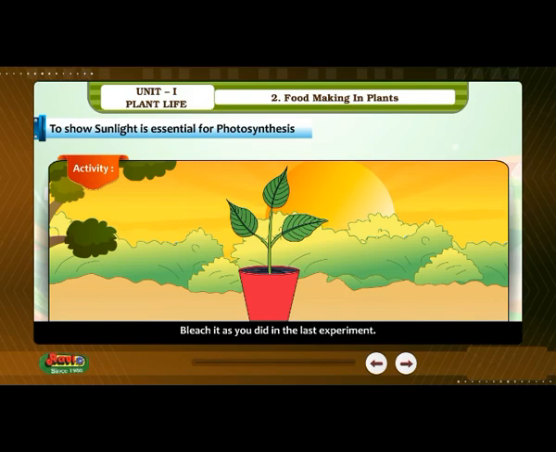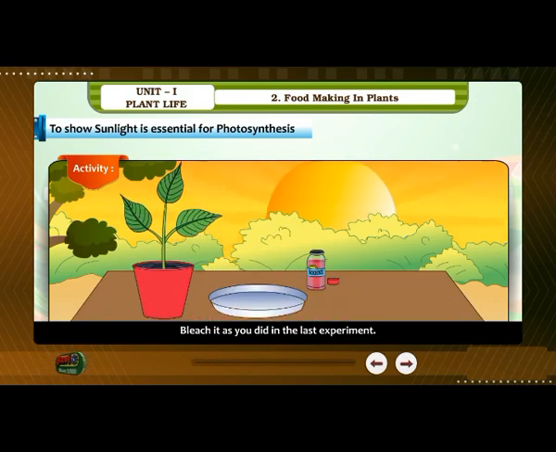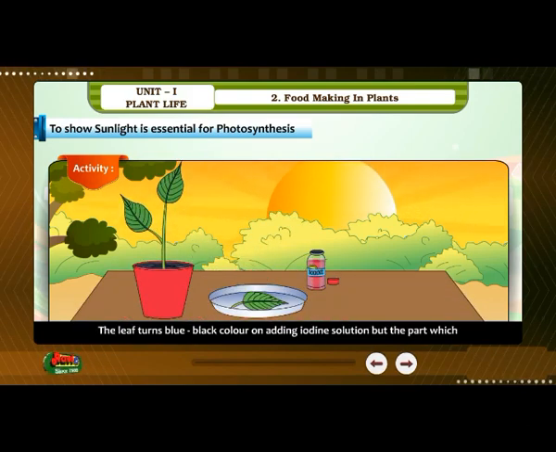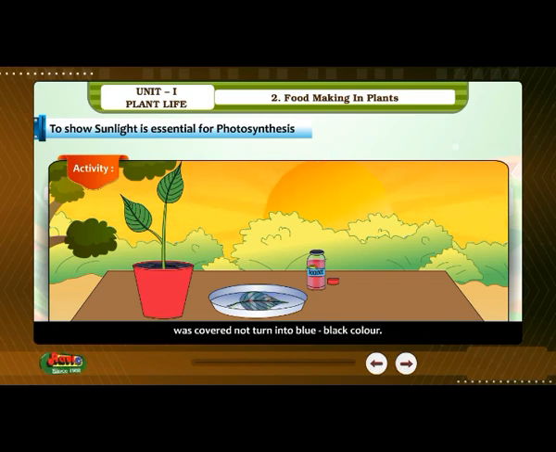Bleach it as you did in the last experiment. The leaf turns blue-black on adding iodine solution, but the part which was covered does not turn blue-black. This shows that the part of the leaf that was covered did not contain starch. Thus, we can say that sunlight is essential for making starch.